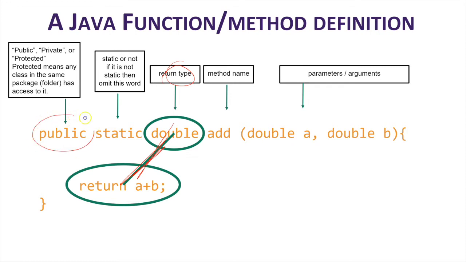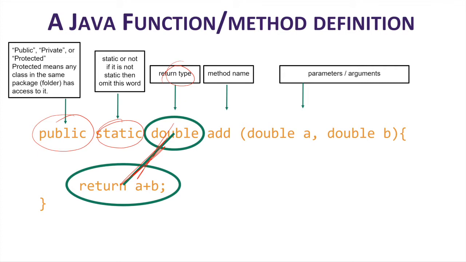It also includes the visibility of that function or method. Again, public, private, undeclared. We'll look at those scopes in a second. And whether or not it's static. If it's not static, then you omit this word. Don't say it.